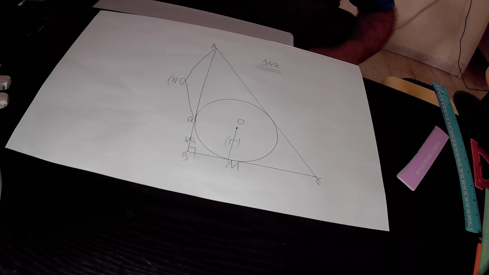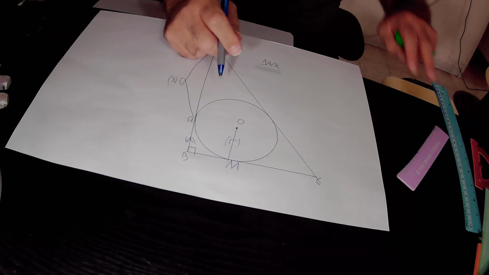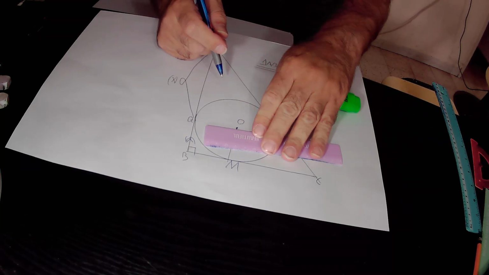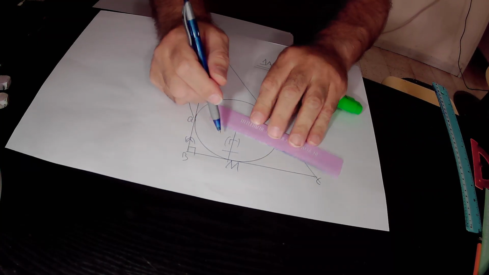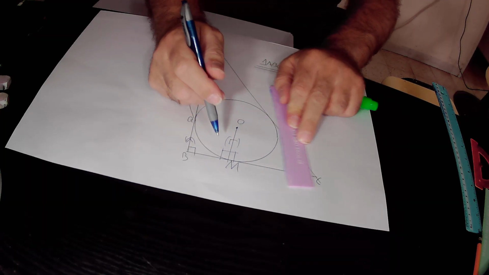Now, since the radius is drawn to the point of tangency, tangent BC will be perpendicular to the radius MO. If BC is perpendicular to MO, it means that this angle equals 90 degrees. And this angle also equals 90 degrees according to rule 1.